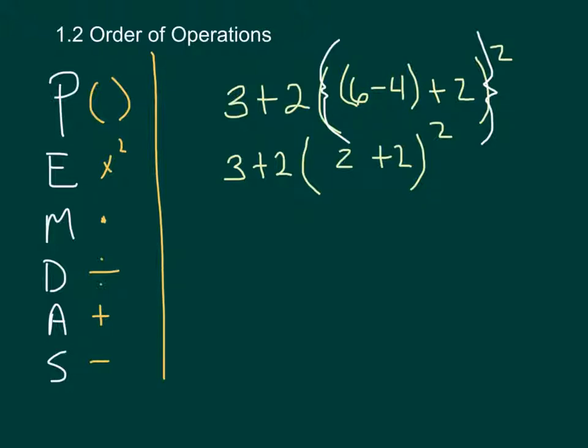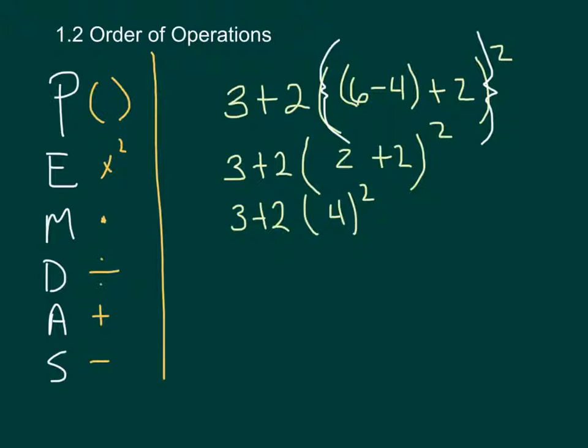Then I start all over. I've done one step. Let's start all over. Look for another set of parentheses. I still have this set of parentheses to deal with. So the next step is to do what's inside. Bring everything else down. 2 plus 2 is 4. And I bring my exponent down.